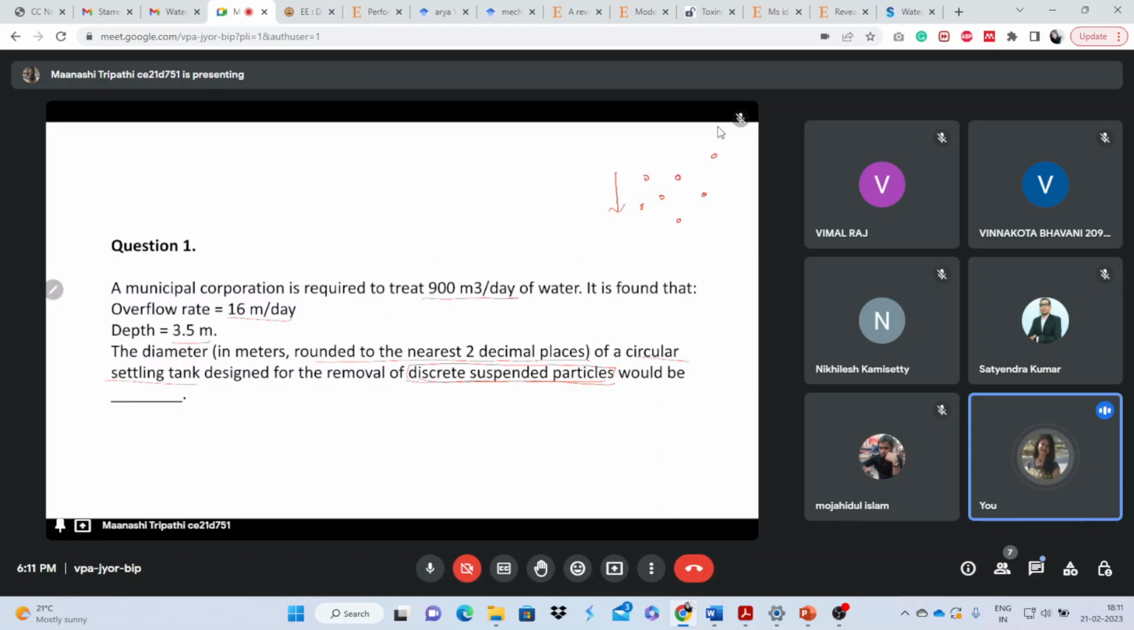Now please try to solve the numerical question. We have Q, we have the overflow rate, and we have the depth, let's mark it with H. What we need to find is D. Please try to solve this question. I'll give you a minute.